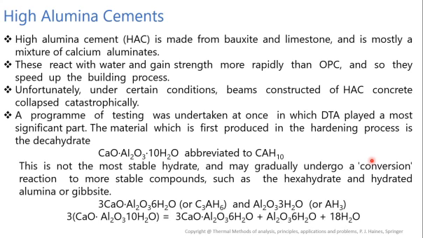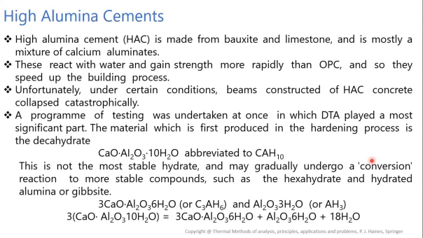The high alumina cement is made from bauxite and limestone, and it is mostly a mixture of calcium aluminate. It reacts with water and gains strength more rapidly than ordinary Portland cement, so it speeds up the building process. Unfortunately, under certain conditions, beams constructed of high alumina cement concrete collapse catastrophically. So a program of testing was undertaken at once, in which DTA played a most significant role.